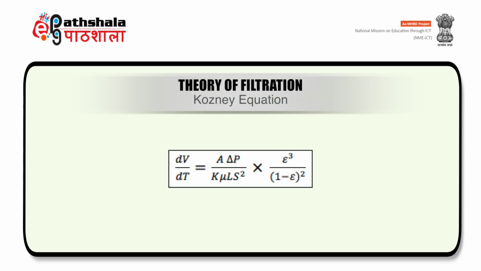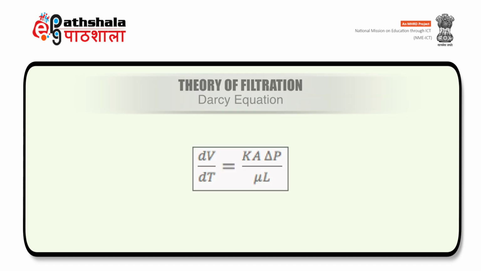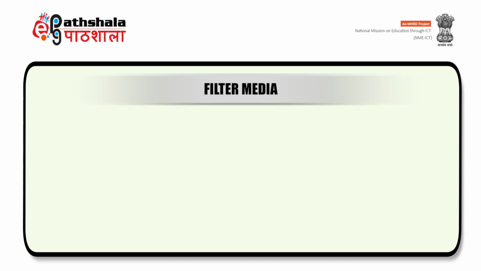The rate of filtration is also given by Kozeny equation, which takes into account the resistance offered by the filter bed. You can see the equation on the screen. The rate of filtration is also given by Darcy's equation, which takes into account irregular and non-uniform capillaries formed in the filtration bed. The Darcy equation is like that which is shown on your screen. In this, K is the permeability coefficient and depends on the nature of the precipitate to be filtered and the filter medium itself. Now we will discuss filter media.